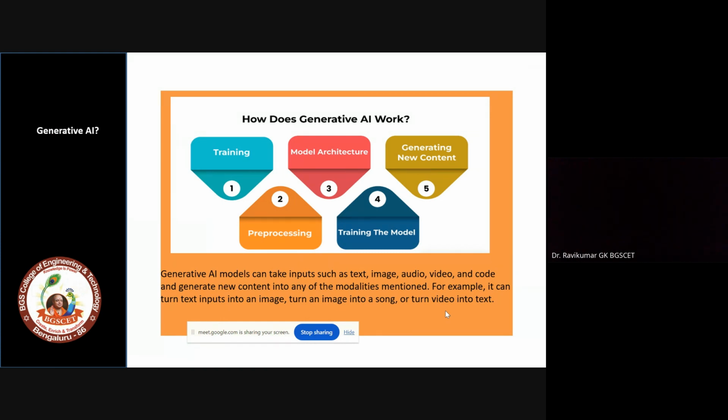A generative AI model can take inputs such as text, image, audio, video, and even code, and generate new content in any of the modalities mentioned. For example, it can turn a text into an image, an image into a song, or a video into a text. See the beauty of generative AI. It can turn one type of media or data into another, either text into an image, image into a text, image into a song, or some video into a text. So that's the beauty of generative AI.